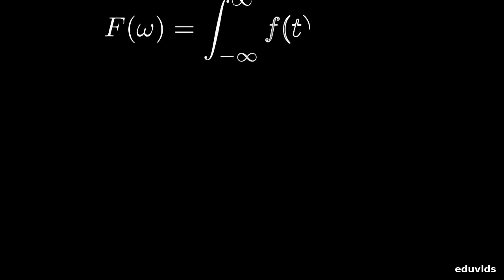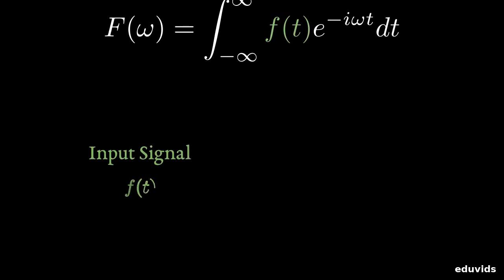In the formula, the letter f of t represents your original signal changing over time. We multiply it by a complex exponential, which is a mathematical tool that acts like a filter to isolate specific frequencies. By adding all these pieces together, we get a map of frequencies. A single pulse in time creates a flat line across all frequencies, while a steady note creates a sharp spike at one specific point.